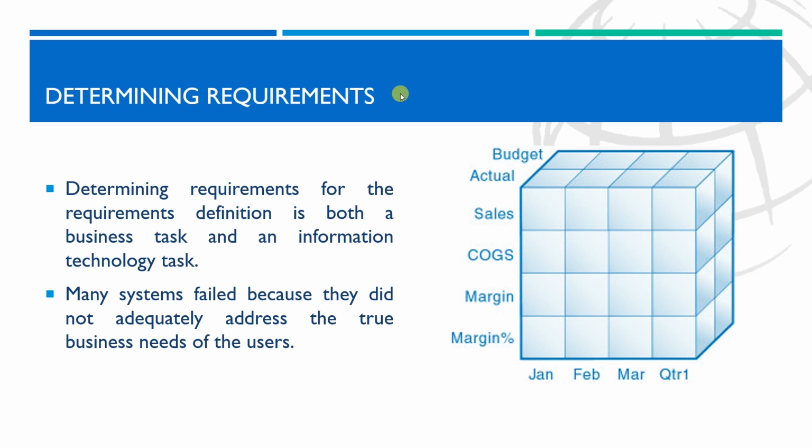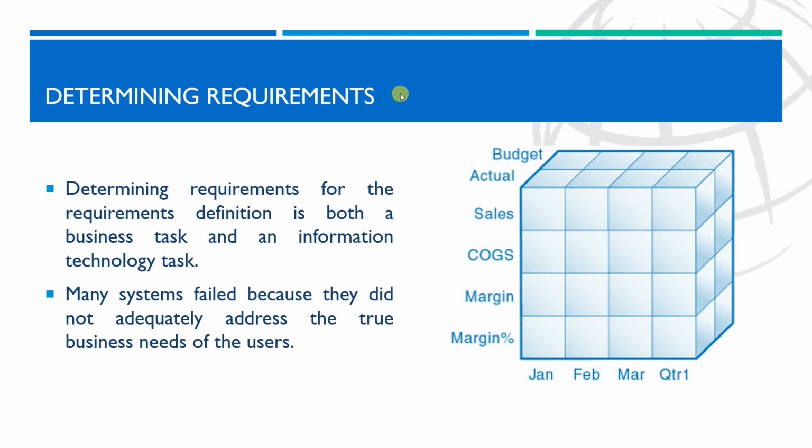In the early days of computing, there was a presumption that the systems analyst, as an expert with computer systems, was in the best position to define how a computer system should operate. Many systems failed because they didn't adequately address the true business needs of the users. Gradually, the presumption changed so that the users, as business experts, were seen as being in the best position to define how a computer system should operate.